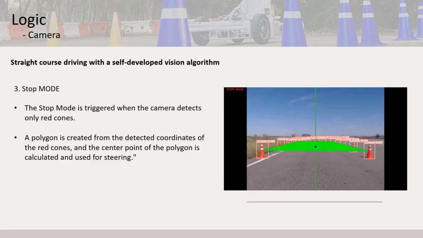When the system detects only red cones, the vehicle switches to stop mode. In this process, a polygon is created using the coordinates of the red cones. The center of this polygon is calculated and used to steer the vehicle until it stops at the stop line. This method allows the vehicle to stop with precision and safety.